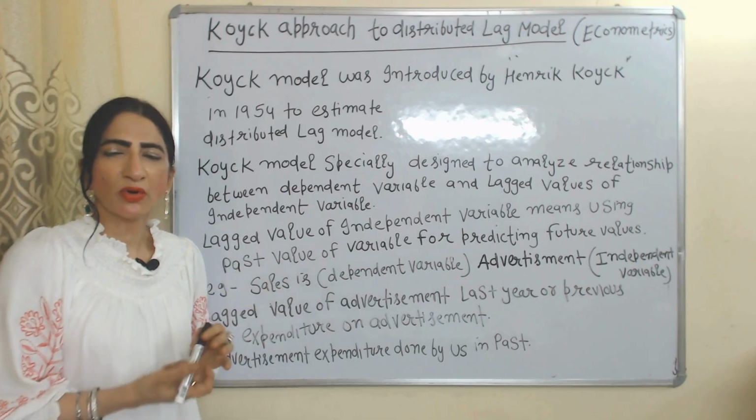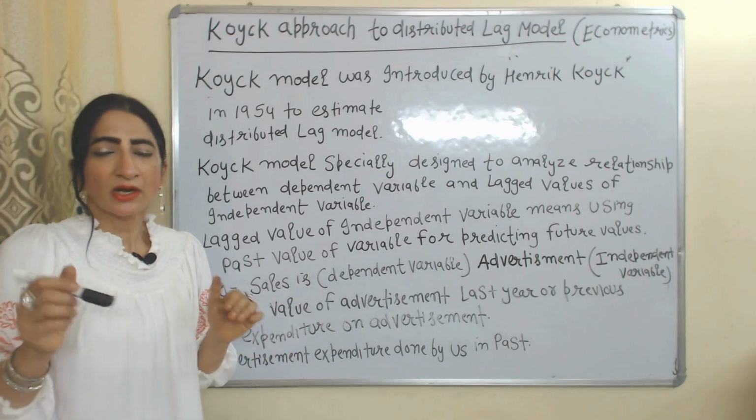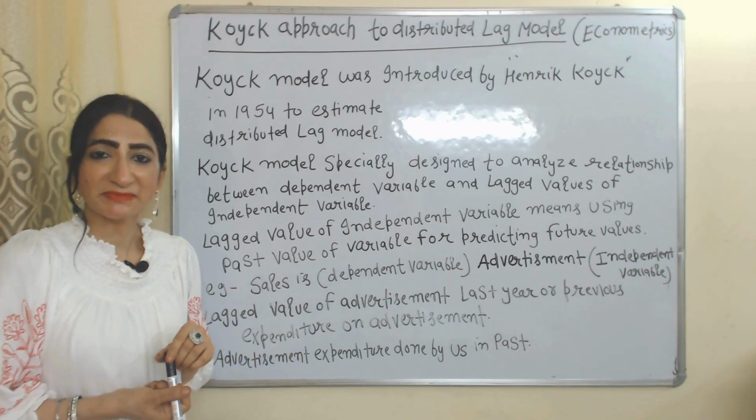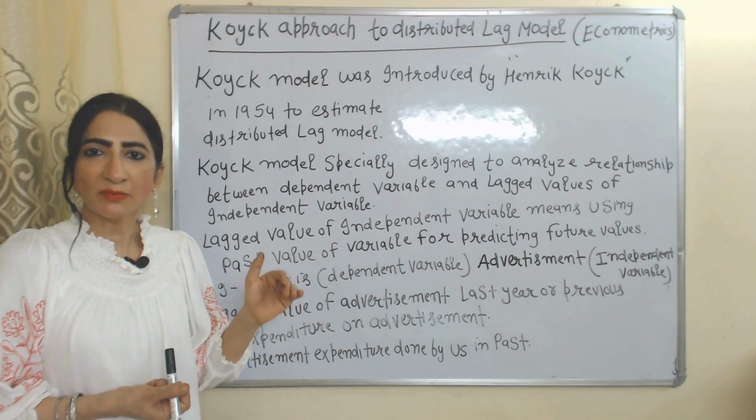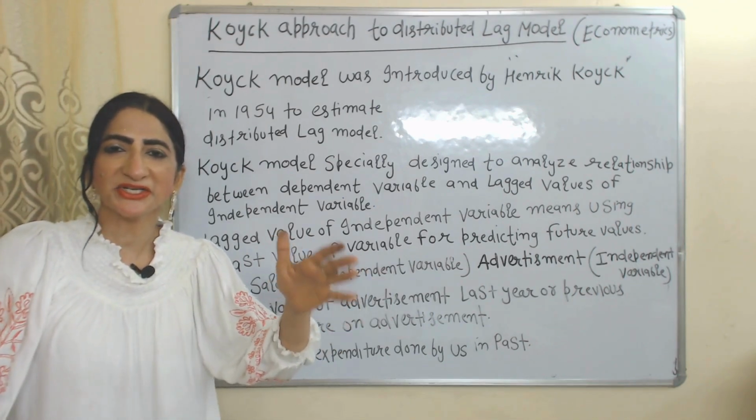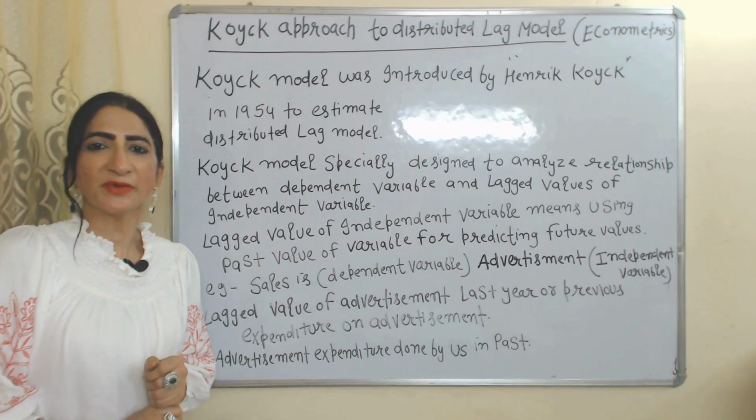Today we are going to talk about Koyck approach to distributed lag model. Koyck model was given by Leendert Koyck in 1954 to estimate distributed lag models. That means the Koyck model is specially designed to analyze the relationship between the dependent variable and lagged values of the independent variable.